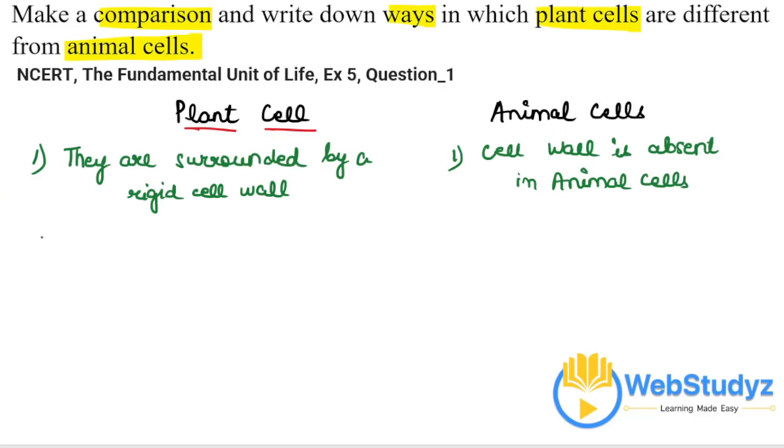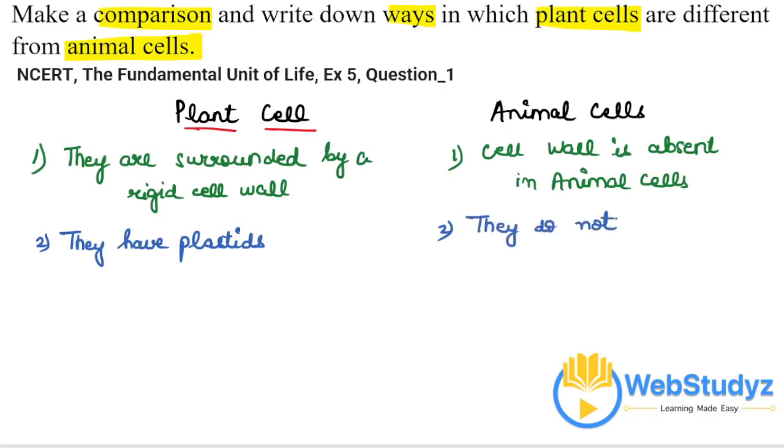The second most important point of differentiation is that plant cells contain chloroplast, or we can say they have plastids. Chloroplast is a type of plastid, and this special chloroplast is present in plant cells because they have to perform photosynthesis, and chloroplast contains chlorophyll, which is very important for the photosynthesis process. Whereas animal cells do not have to do any photosynthesis, and they don't have any plastids as well.